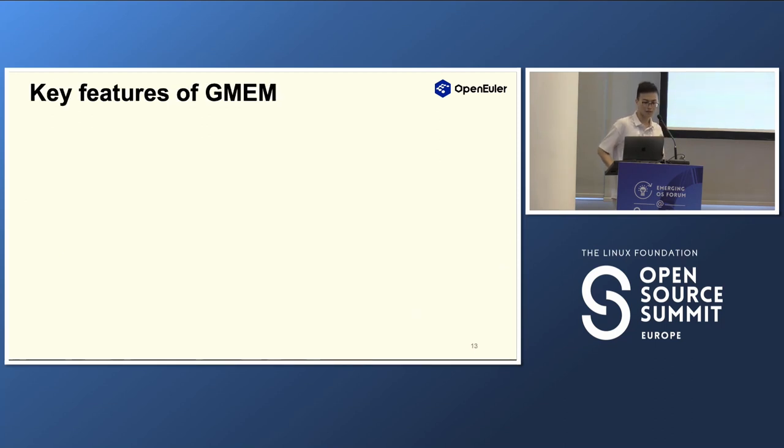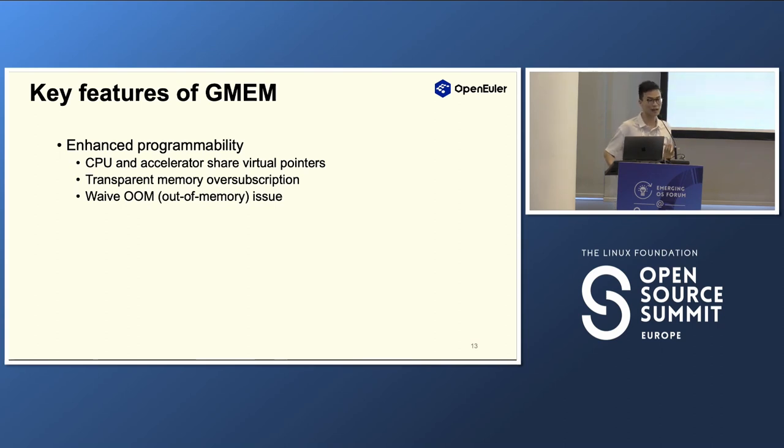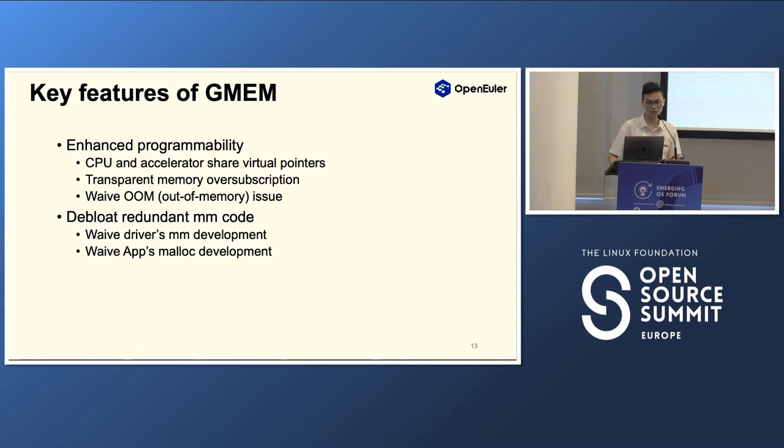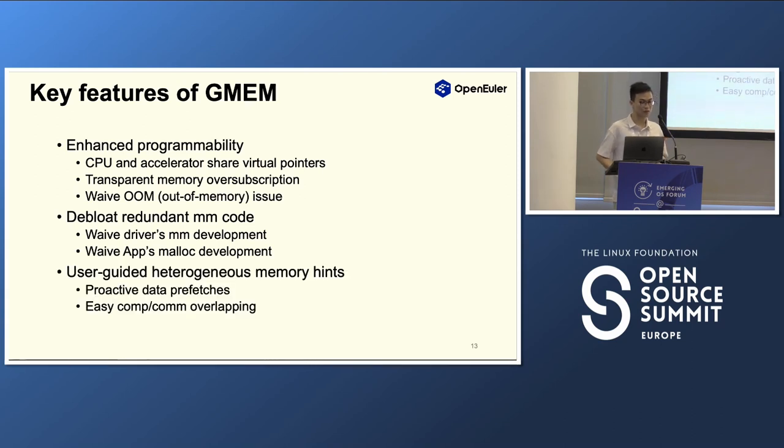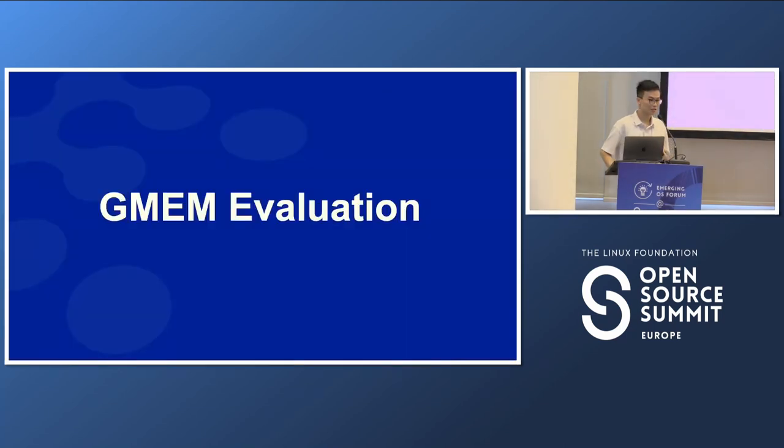Okay, so here are the key features of GMEM. The first key feature is enhanced programmability, in which we share the CPU and accelerator pointers, and we allow transparent memory oversubscription and waive the OOM issue. The second feature is debloating the redundant memory management code. This includes not only the user level malloc development, but also the driver level. And ultimately, we provide some user-guided heterogeneous memory hints. So we not only have this design and implementation, but today I'm also going to give you some preliminary evaluation results.